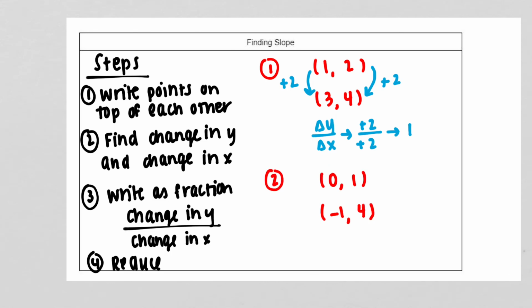You're in charge of doing the second example on your paper. We will be checking this to give you credit. So you're finding the slope between (0, 1) and (-1, 4).